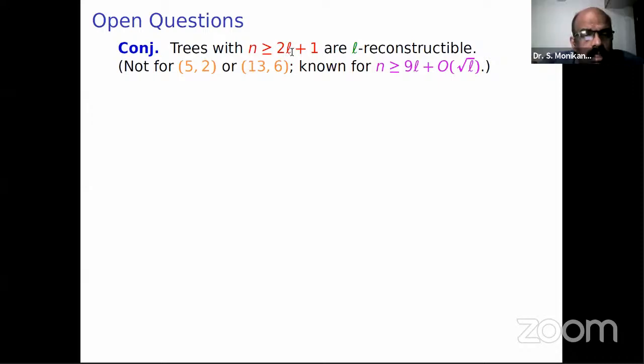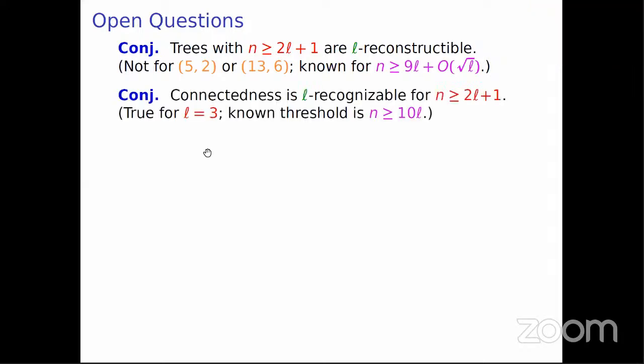Okay, this is the last slide. Again, we have this possibility that trees with at least 2L plus 1 vertices are L-reconstructible. Although we do have these couple of exceptions, it's known to be true when n is at least 9L, and we think we might be able to lower that to 7L or 6L.